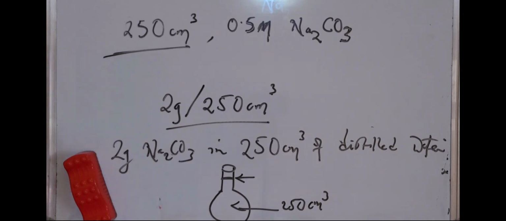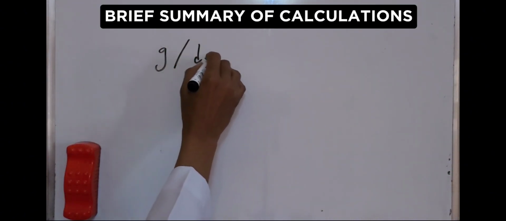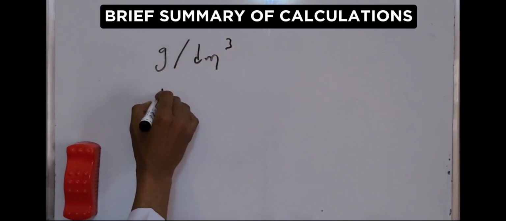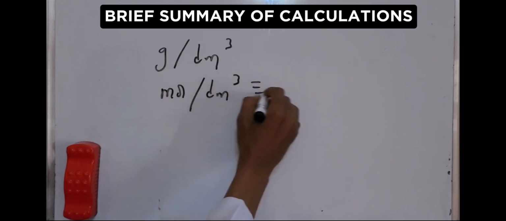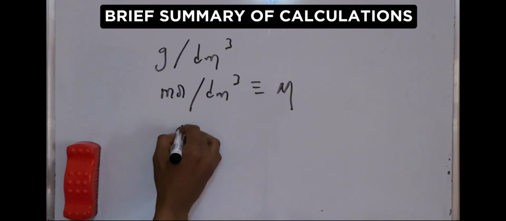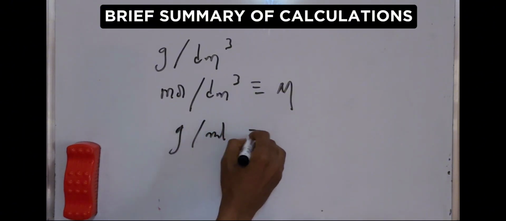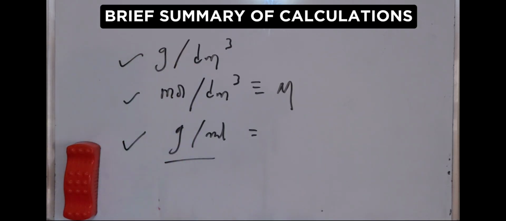All right, so this is basically all you have to know about experiment 2. In summary, mass concentration is gram per dm cube, molar concentration is mol per dm cube, which is equivalent to molar. Then we have the molar mass, which is gram per mole. So you have to know these units and what they stand for. All right, so see you guys in the next experiment.